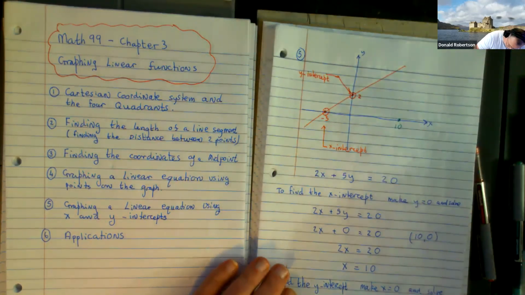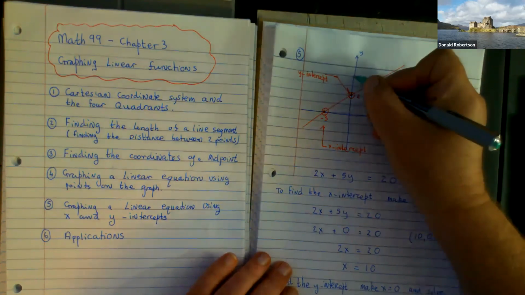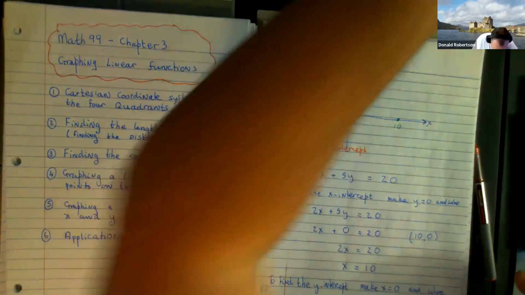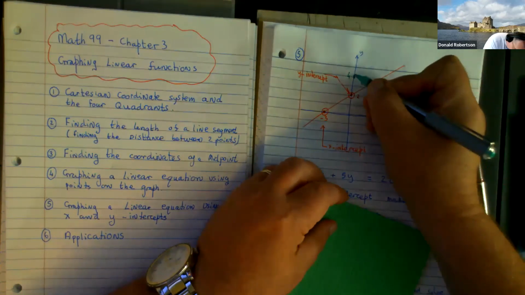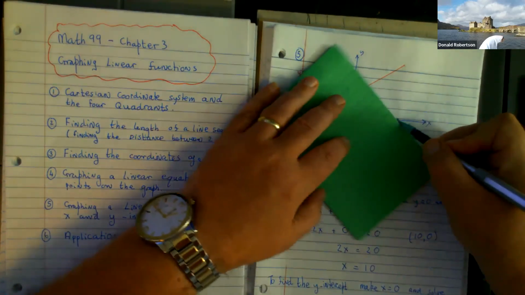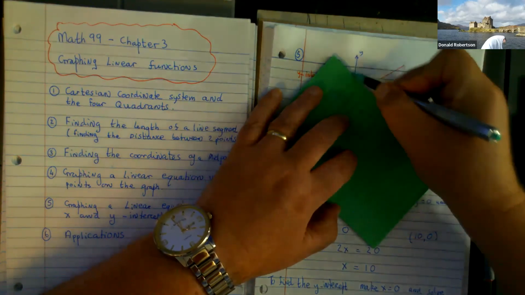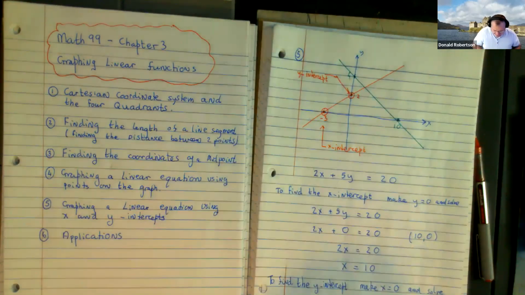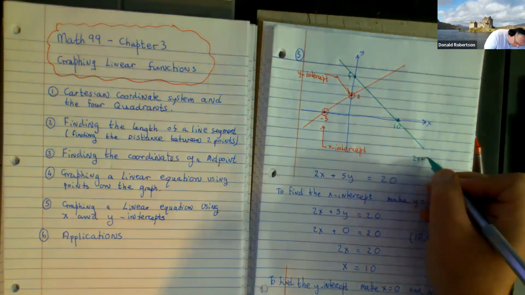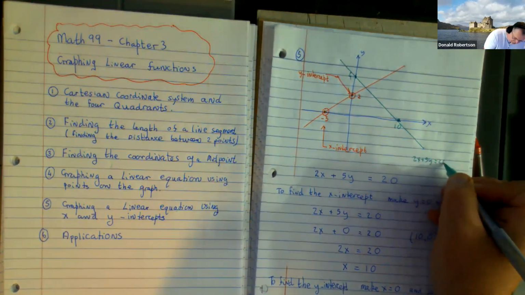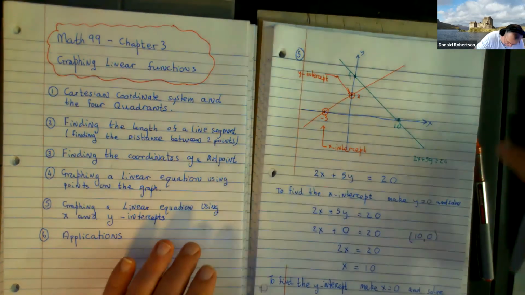So if I plot (0, 4), it's about here. And there is my x-intercept, there is my y-intercept. There's the equation, 2x plus 5y equals 20. So we've graphed the linear function.